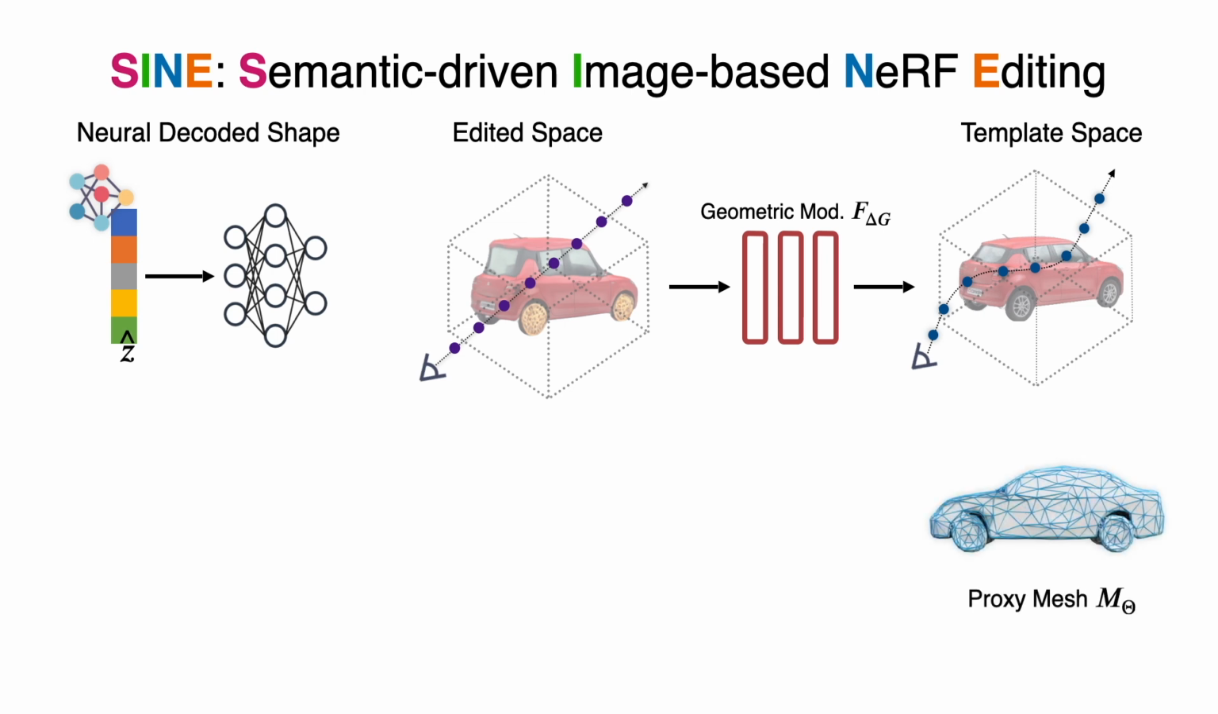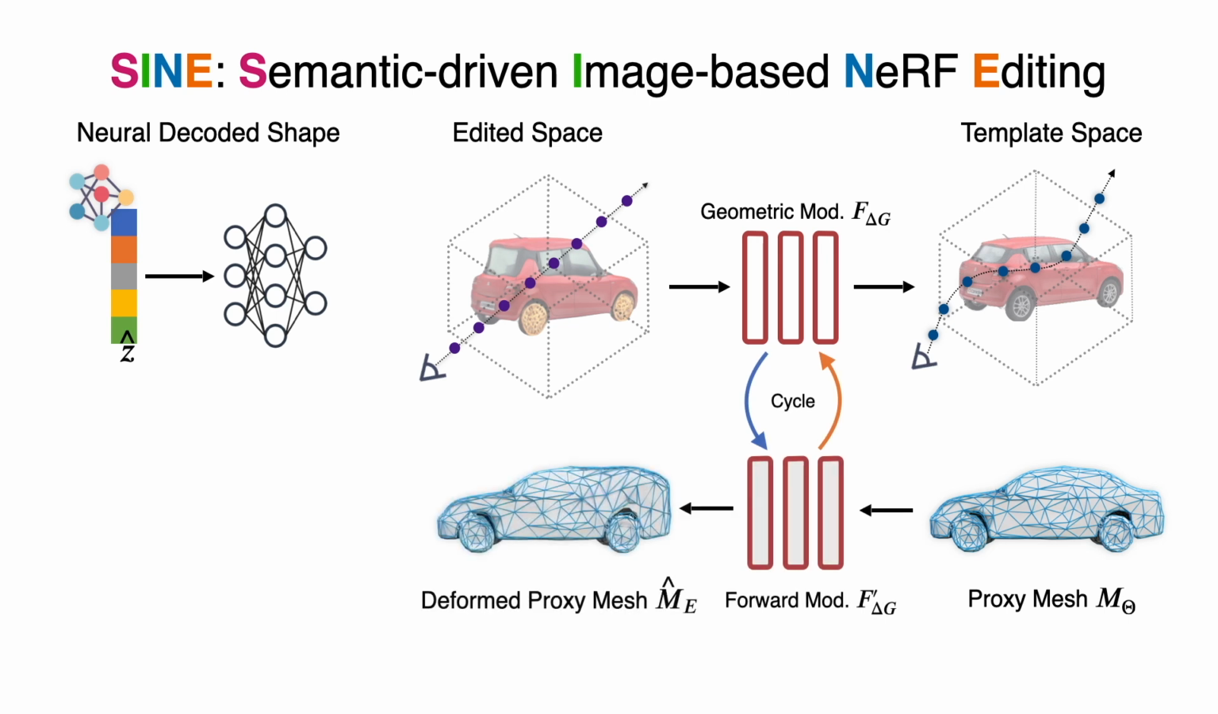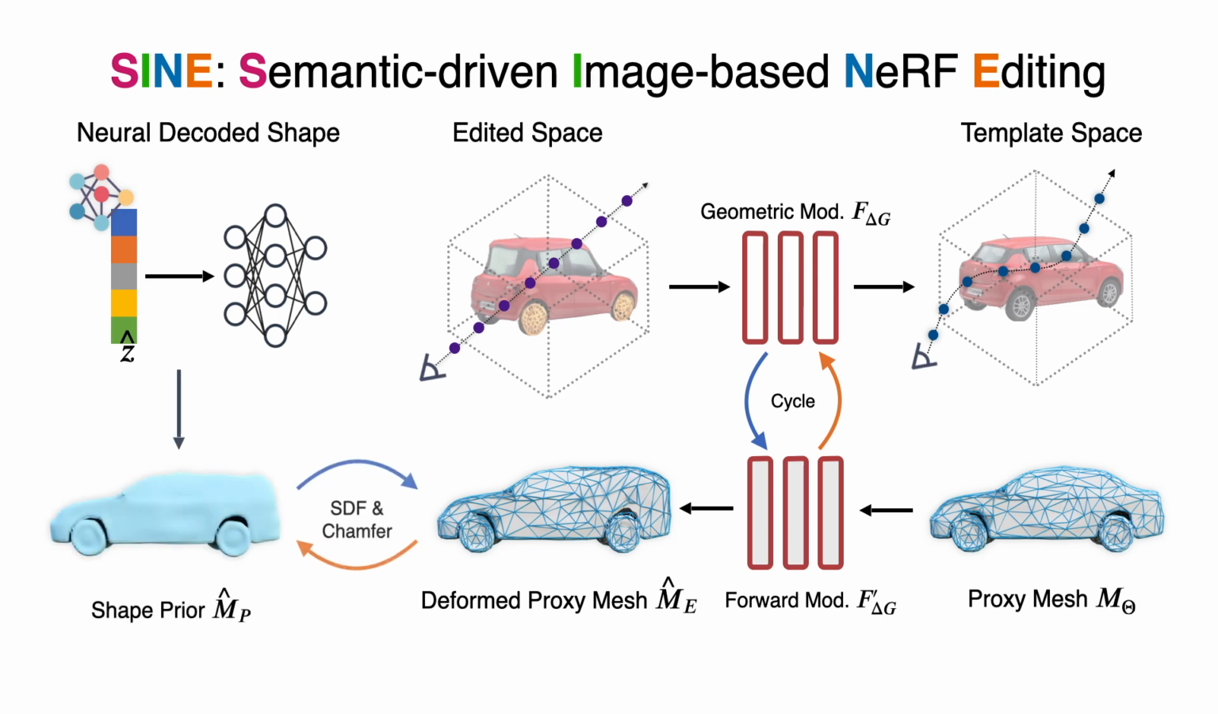Thus, we begin by fitting the template NeRF geometry with a proxy mesh. We learn a forward modification field to warp the template proxy mesh to the edited space. The forward modification field is the inverse of the geometry modification field. It maps from the template space to the edited space and is supervised using a cycle loss. Then we use SDF loss and chamfer loss to ensure that the deformed proxy mesh can be explained by the shape prior.